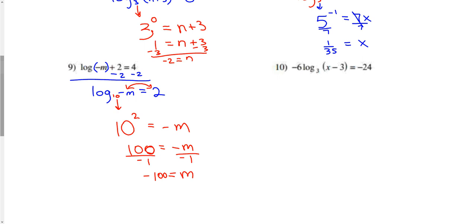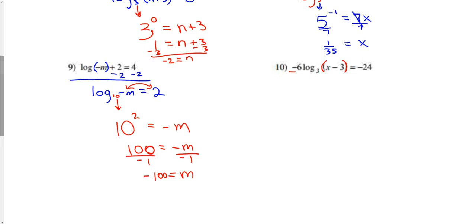Do you guys see how on 10, this time, it does have the parentheses? So they're very explicit when they have the whole thing inside the log. So again, when the parentheses are missing, that means only the first thing is inside the log.